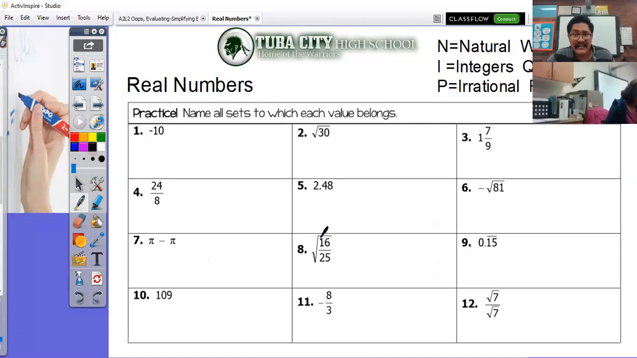One really good thing about this packet is that since you're following along, the examples are already on the page. So you don't have to worry too much about copying notes or getting any of that stuff in your notebook or anything like that.